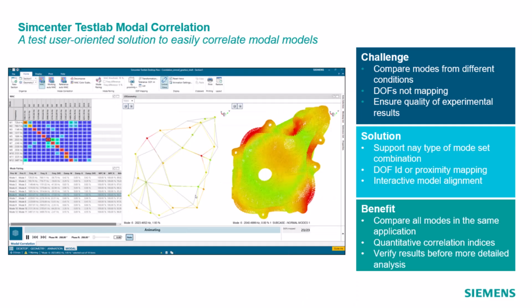update our modal correlation. So if you are completely new to modal correlation, what we introduced in 2206 and 2306 was the ability to take FEA modes that you have calculated and match them to test modes in a MAC correlation matrix. And you could align them and do some cool things.